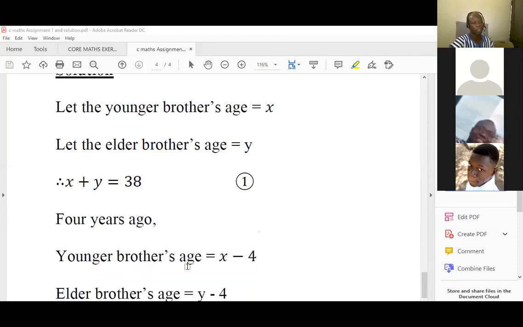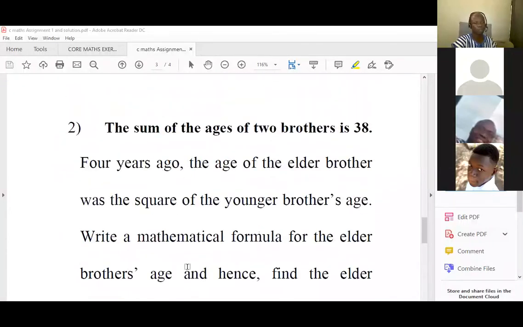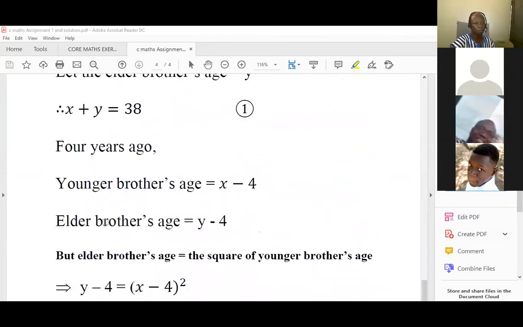4 marks for doing that. Then the second part of the question says, 4 years ago. So now if we know their current ages, 4 years ago means that we are reducing their current ages by 4. In that case, the younger brother's age will be equal to X minus 4, and the elder brother's age equal to Y minus 4.